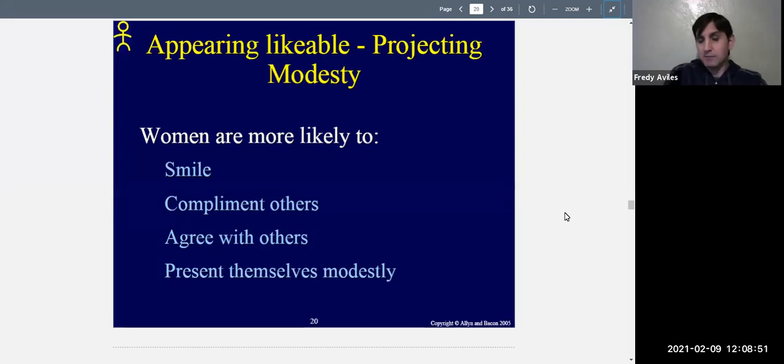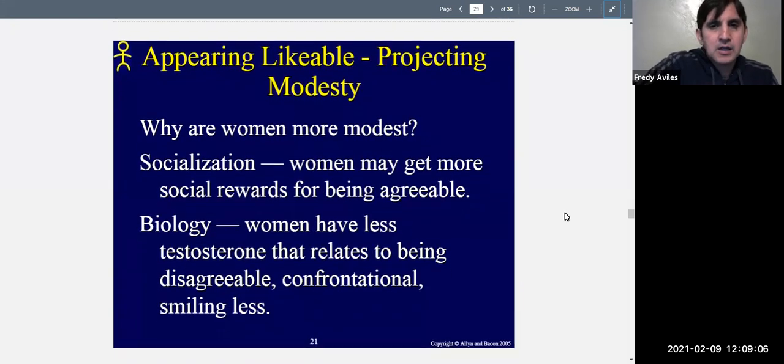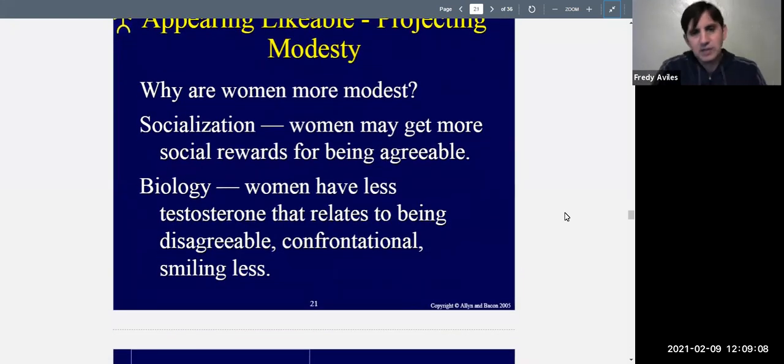I'm not saying the females can't be mean. They can be very mean, some of them. So part of it has to do with luck. But they're more likely to be nice and treat you well and more likely to be modest. And part of that has to do with how they're raised, okay? Why are women more modest? Socialization, that's how they're raised, right?